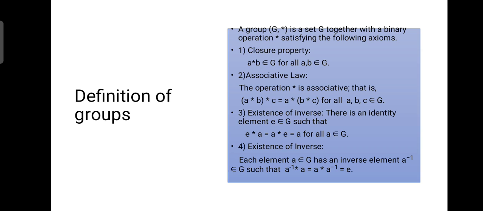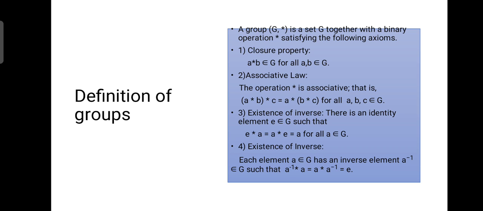Third is existence of identity element. In this property, we find an element such that if we combine it with any element of the set, then the resultant element is the element itself. That is, we need to find an identity element E in G such that E star A is equal to A star E is equal to A for all A belonging to G. That the resultant will be A itself.